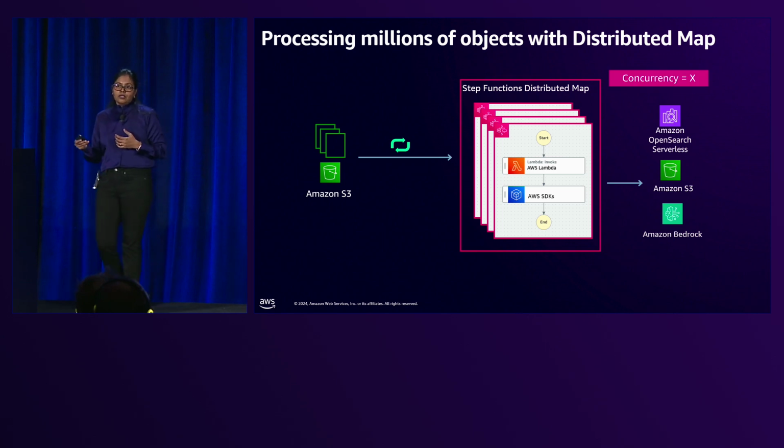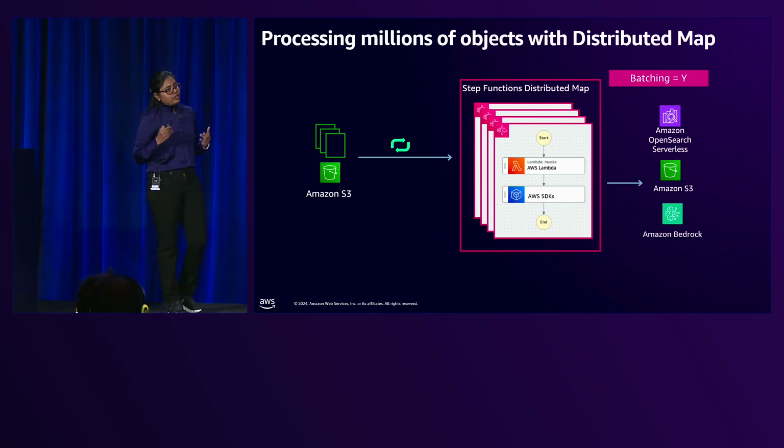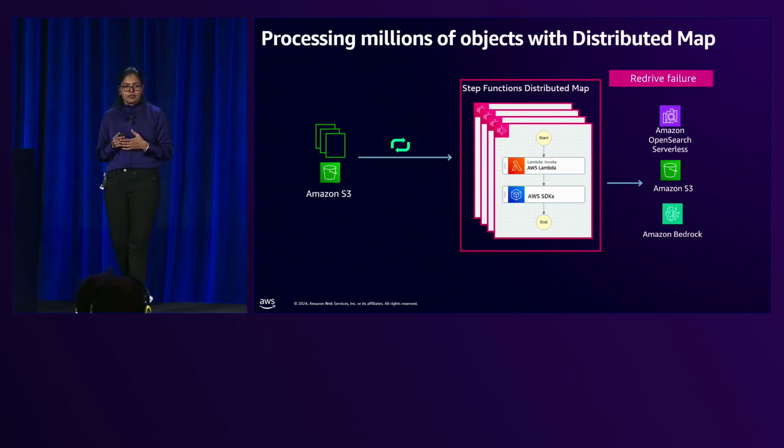For example, you can set how many iterations you want to run in parallel. 1, 10, 40, thousands, you can do that. Why is it important? You don't want to send too many invocations to your large language model. You don't want to inundate them. You can also batch documents. Instead of sending 1 document per iteration, you can send 10 documents per iteration.